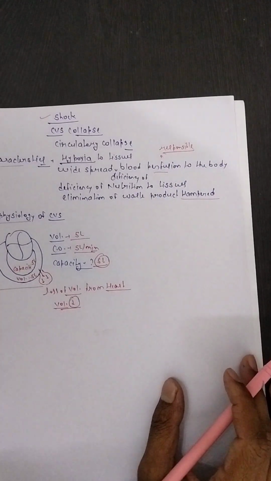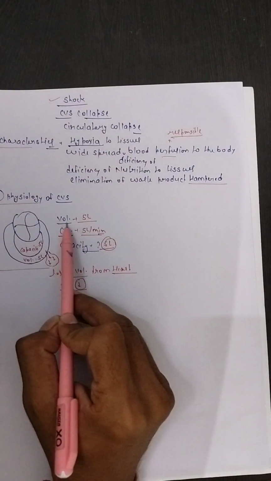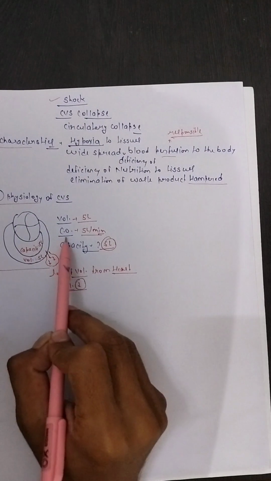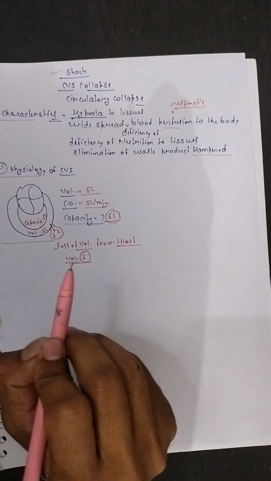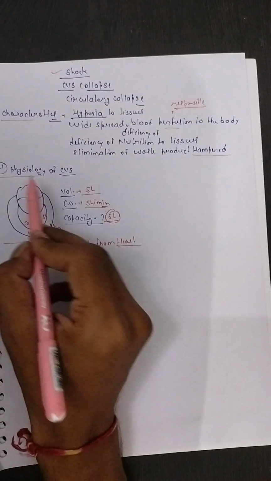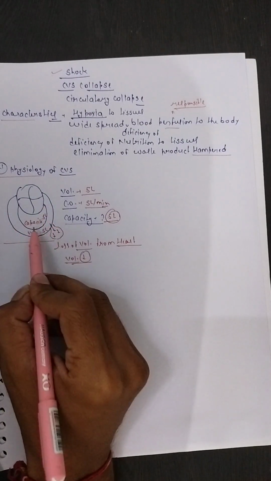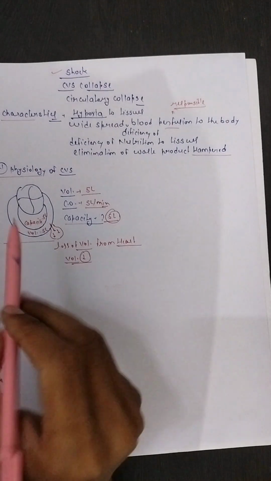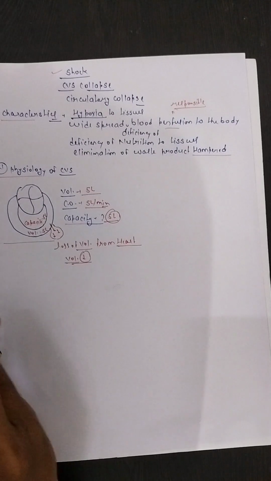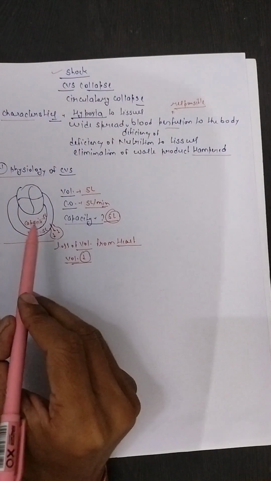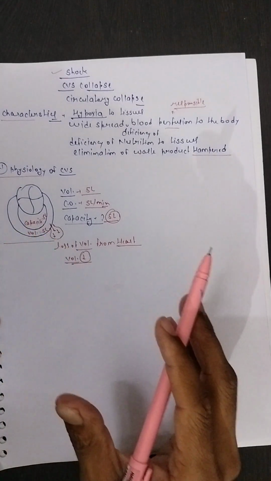Now we are going to talk about the normal physiology of the cardiovascular system. What is the normal volume in the body? That is 5 liters. What is the cardiac output? That is 5 liters per minute. And what is the capacity? Capacity is also 5 liters. Suppose this is our heart and this is our vascular system. Volume is 5 liters, capacity is 5 liters. If there is no disparity between the volume and capacity, there is no development of shock in the body. If any disparity develops between this volume and capacity, then shock is generated.